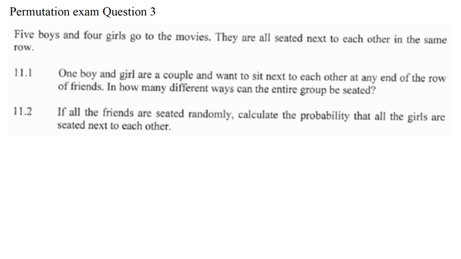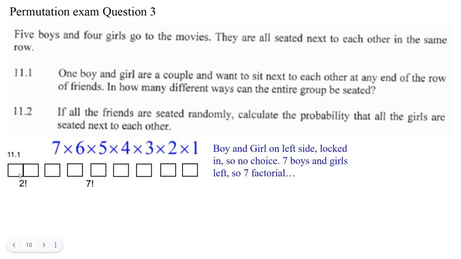Well, we take one boy and girl and we put them together. Now, I like using the boxes. In how many different ways can this group be seated? So what I do is I take this boy and girl, I put them together. There's 2 ways you can arrange them, boy, girl, or girl, boy. That's 2 factorial.